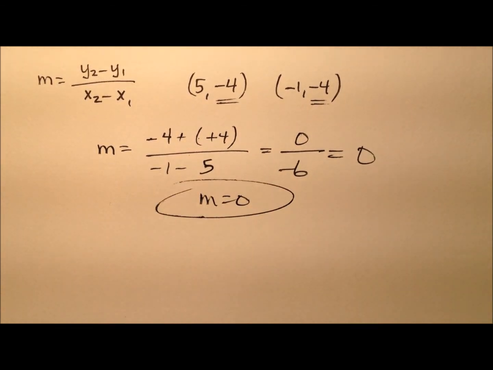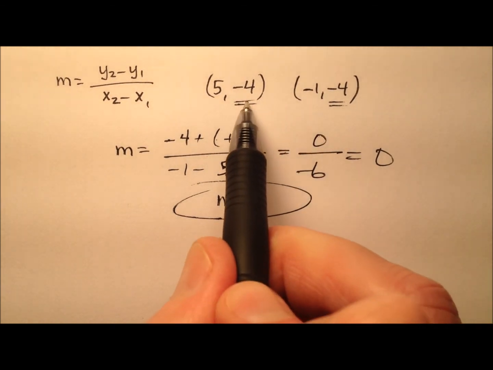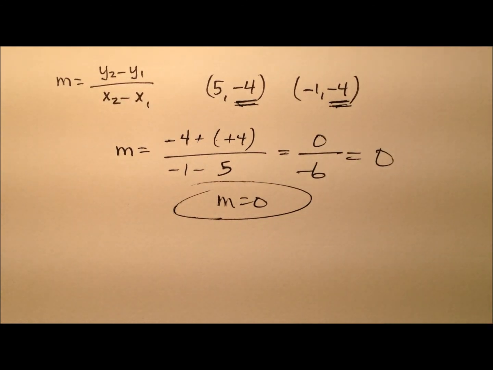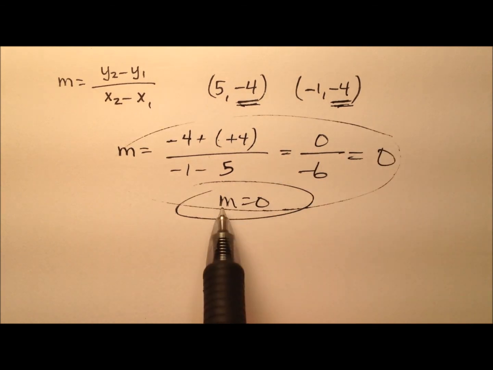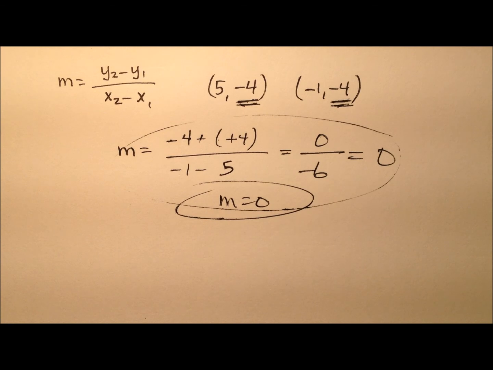So if our slope is 0, what kind of line do we have? Well, we have a horizontal line. But again, we kind of knew that because our y values were the same going into it. So once again, you don't really have to work this out. If you notice immediately that your y values are the same, we know that's going to be a horizontal line, and the slope of all horizontal lines is 0. So let's go ahead and take a look at that graph as well.